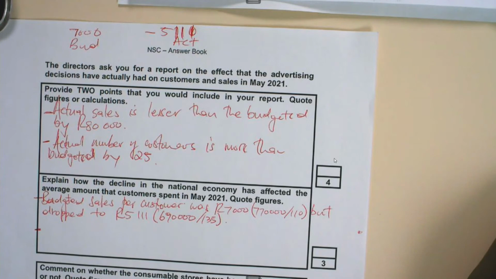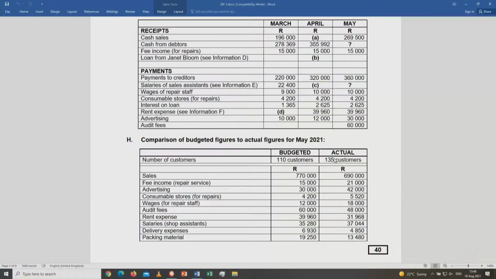The second point would be that we look at the number of customers. We have budgeted 110, but we got 135 instead, which was 25 more. That is the second point. Advertising.